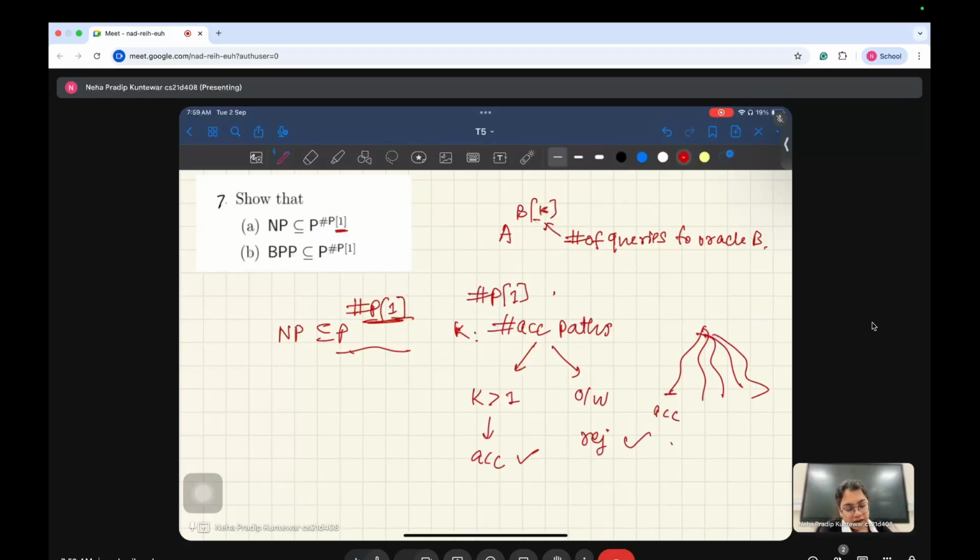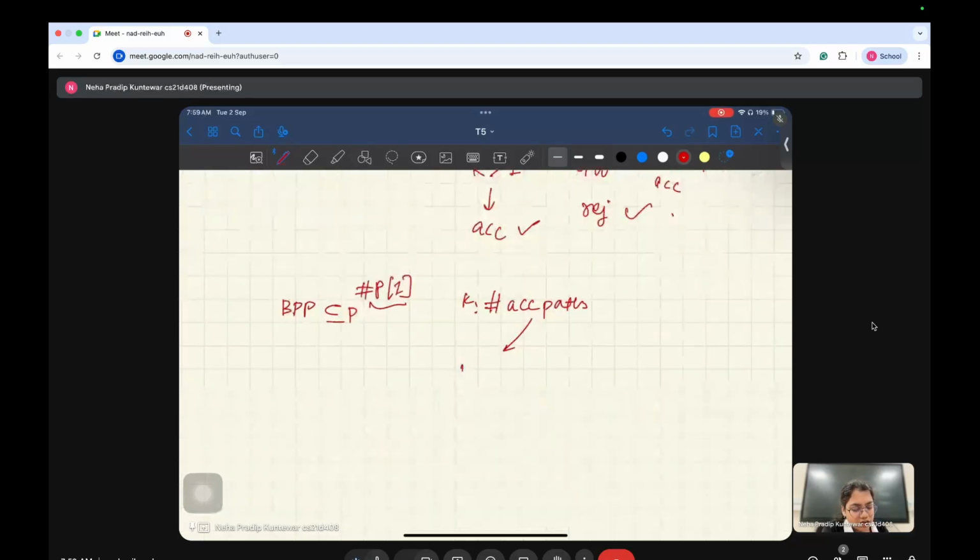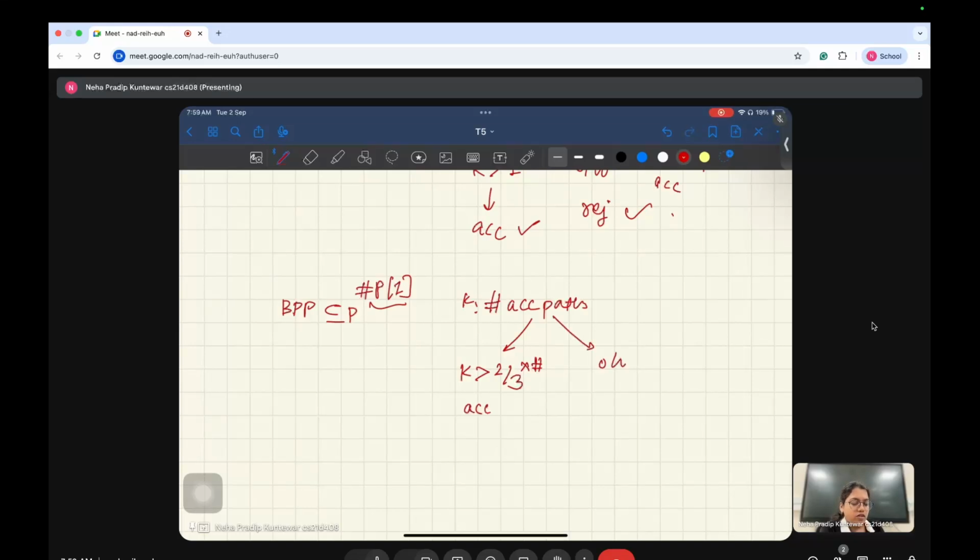Okay, and BPP is again similar. So BPP is contained in P to the sharp P with one query. So again, sharp P will tell us the number of accepting paths, and what we are going to do this time is check if k is greater than 2/3 of the total number of paths, then accept, otherwise reject. So it's the same thing.